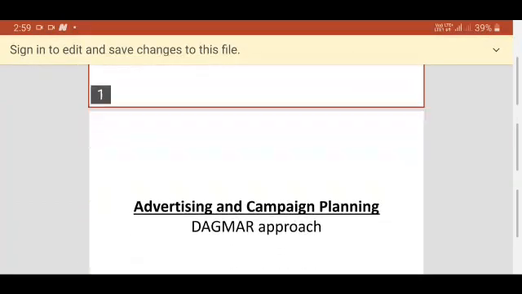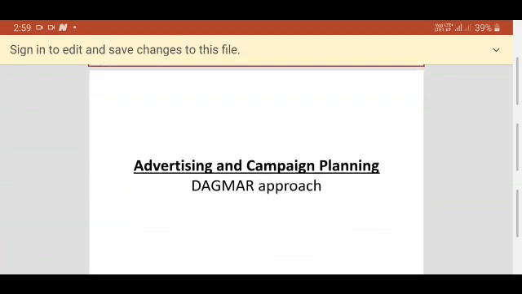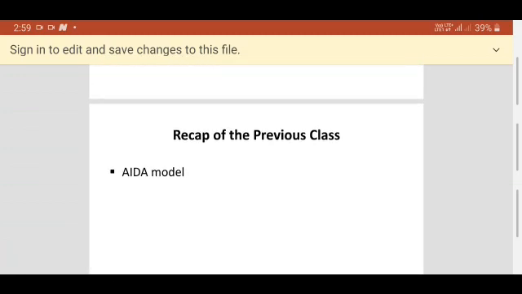Today the topic is advertising and campaign planning, the DAGMAR approach, that is the concept. Let me recap the previous class: the AIDA model, which we have discussed, the various functions and also how the model is working in the market.